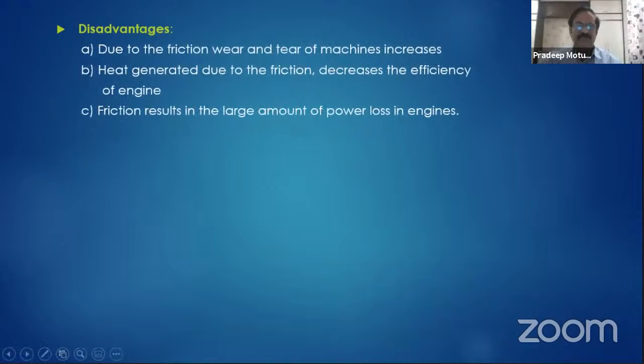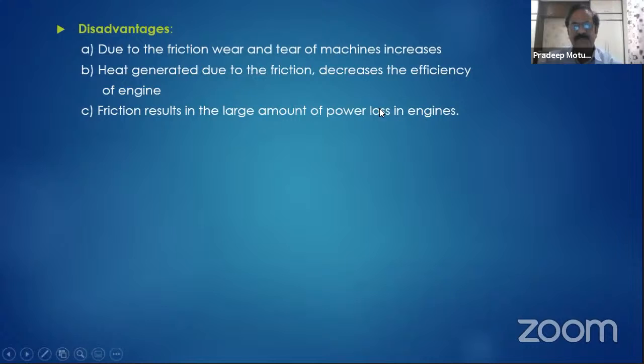Now, what are the disadvantages? Due to friction, wear and tear of machines increases. Yes, because of friction, there are inner parts, and because of the movement of the inner parts, wear and tear takes place. That is a lot of loss.